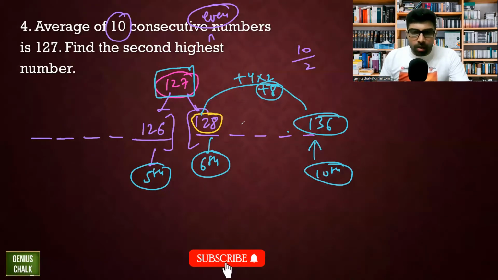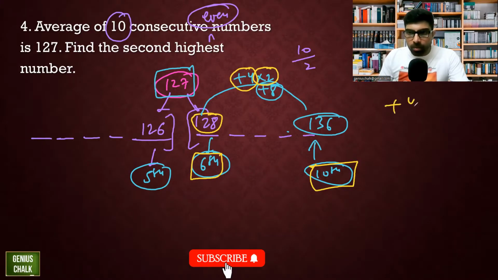So how many numbers do I have to go ahead first? If this is the 6th observation, I have to go to the 10th observation. That means by observation, I am 4 steps behind and every observation is giving me a difference of 2. That's why I am multiplying plus 4 into 2. So 128 plus 4 into 2, that is 128 plus 8, that is coming out to be 136.